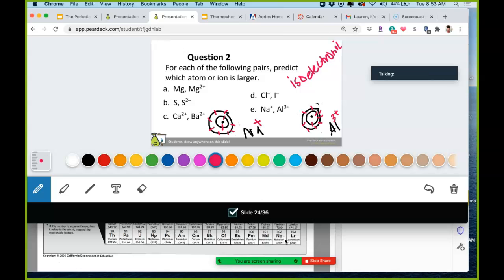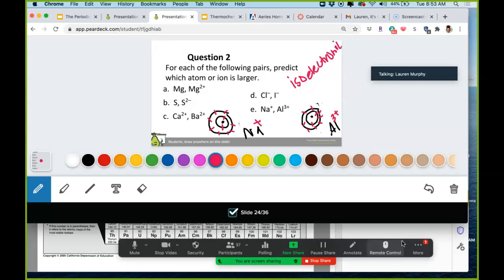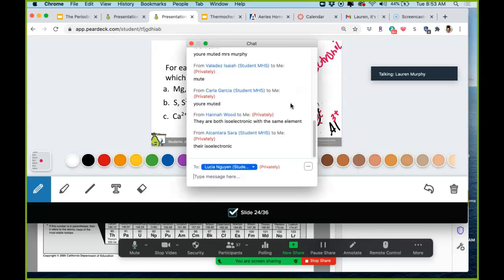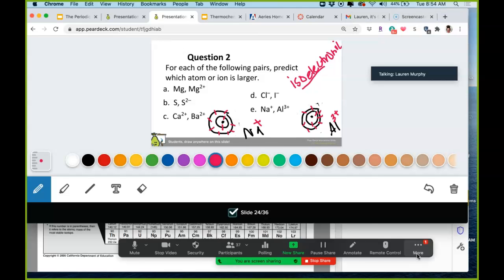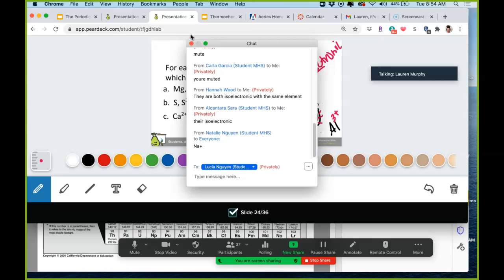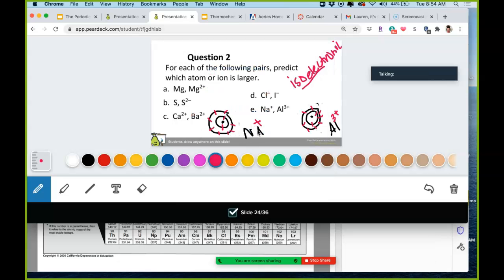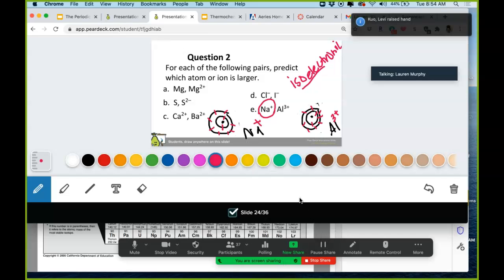So, how do I figure out who is bigger and who is smaller? Does anybody want to guess? Yes, good job, Sarah, you got it too. They're isoelectronic. If they have the same number of electrons, it's not going to be electrons that play a role. So Natalie is saying sodium +1 is larger. So that's what she picks. And she is correct. Natalie, do you know how to explain why, or did you just get a good guess?